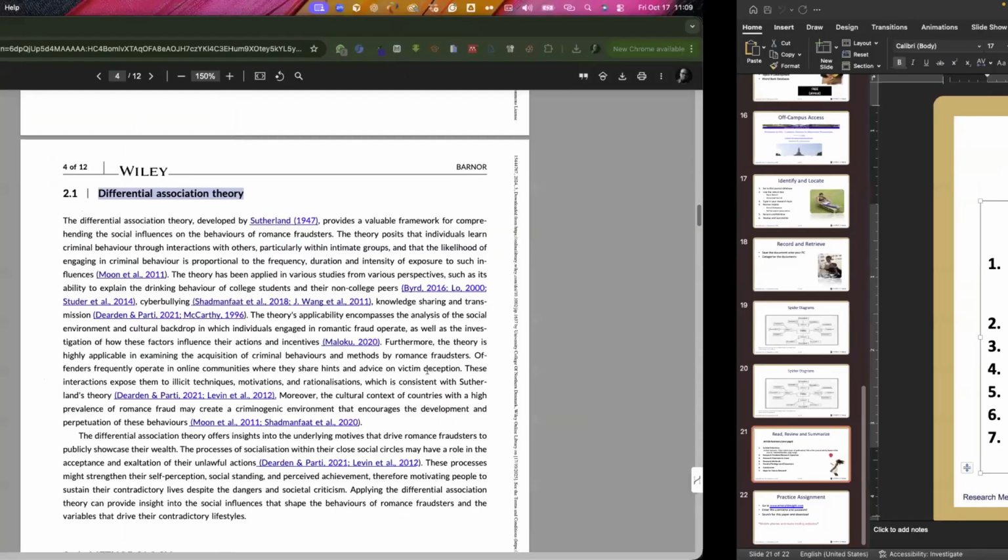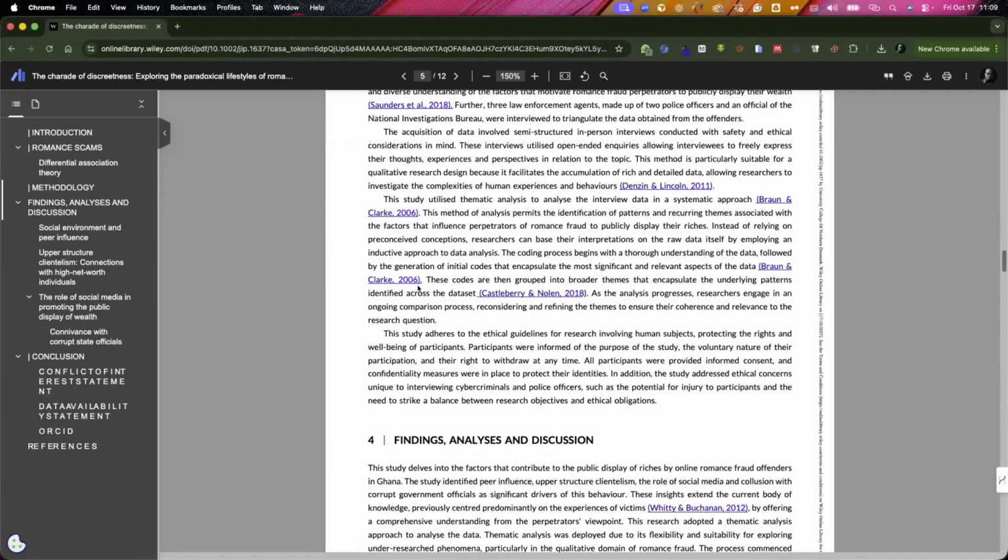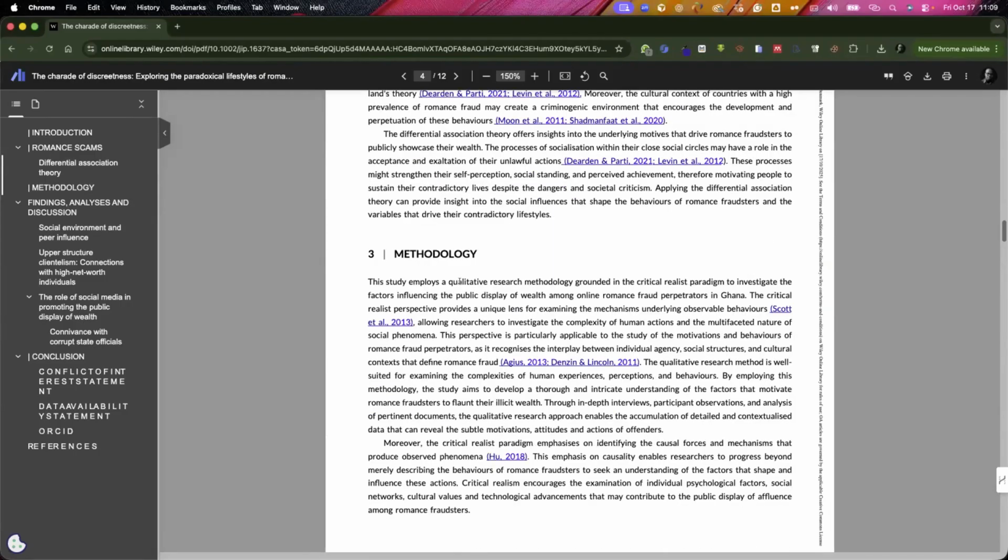Now let's go back to the paper. Where do we find the research method? There's a section on methodology. And so this study employs qualitative research methodology grounded in critical realism paradigm.